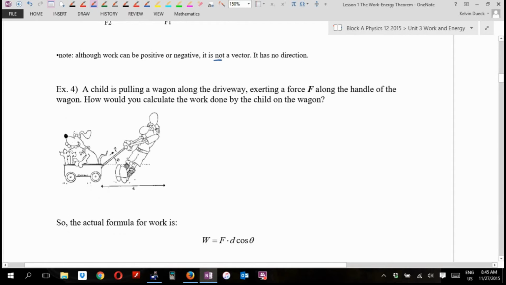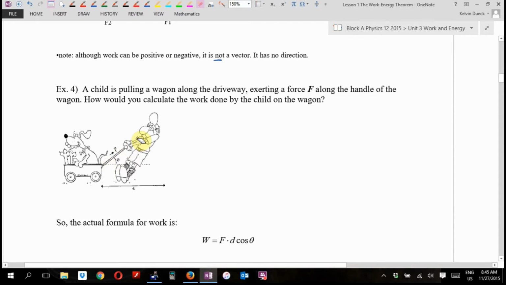Well, this is Physics 12. I've told you, Quinn, that one of the things we do in Physics 12 is we put things at angles. So, example 4. A child is pulling a wagon along the driveway, and this time, like a lawnmower question, they're exerting a force F along the handle. How would you calculate the work done by the child?